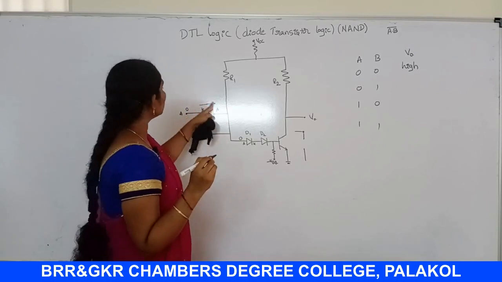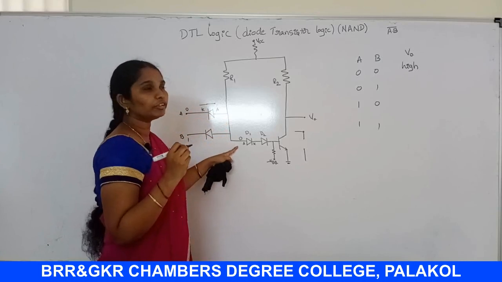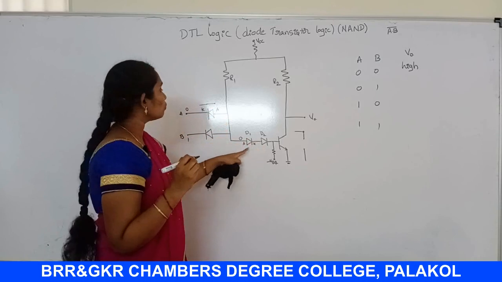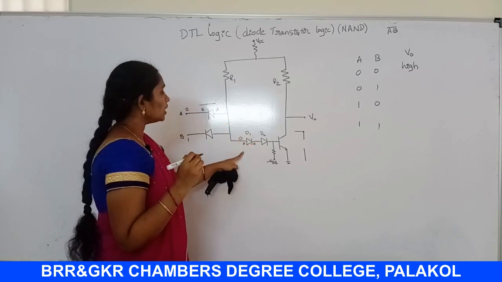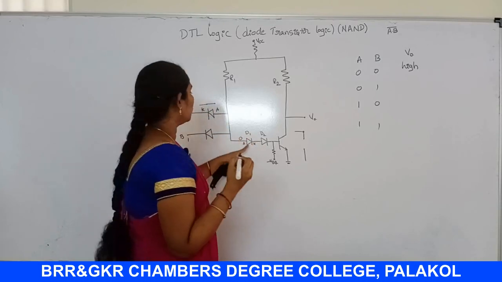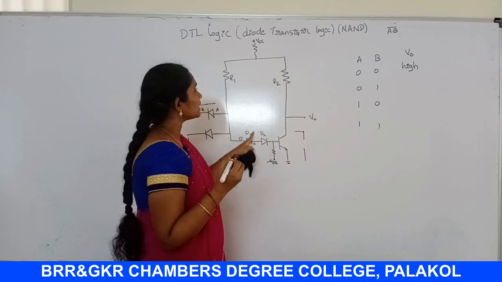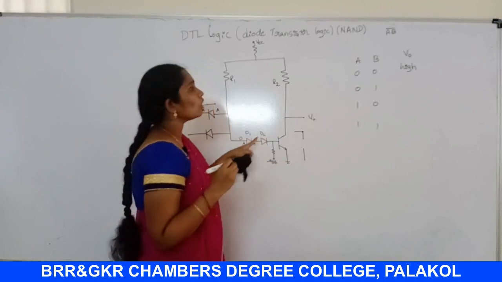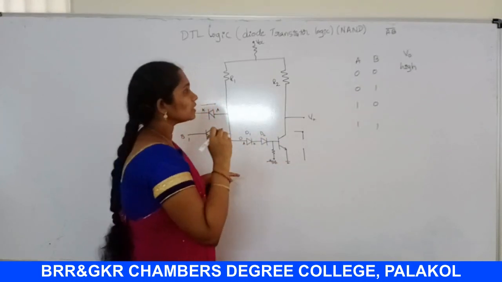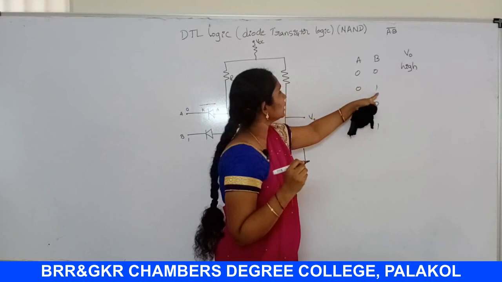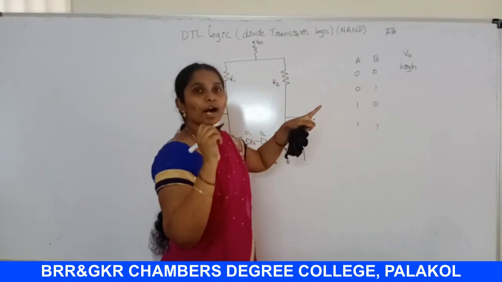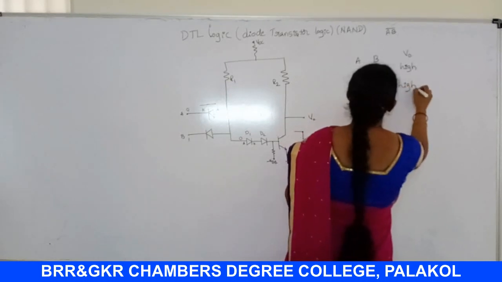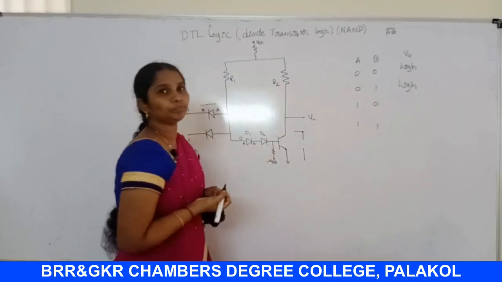Therefore this voltage is not enough to turn on these two diodes. So this diode is open circuited and this diode is also open circuited. That means the transistor is also open circuited. So 0 dot 1 is nothing but 0, and 0 bar is nothing but high. Therefore it has a high voltage at V0.